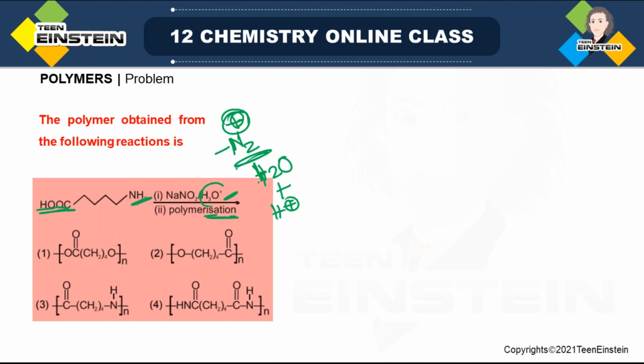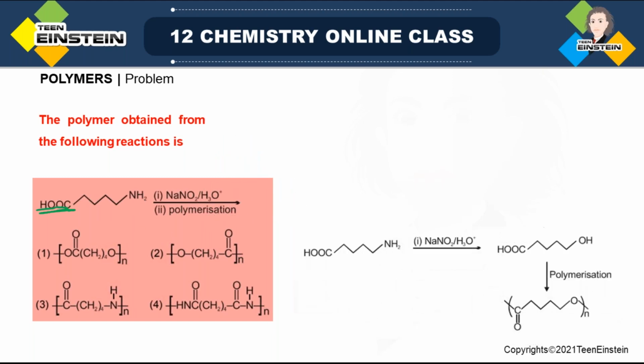So this is not the final group. The N2 plus that will be generated in presence of sodium nitrite will now be hydrolyzed to an OH group. So first this NH2 group will be converted to an OH group. So don't think this is the direct monomer. You will get the monomer only after reaction with NaNO2 and H3O plus. So here the monomer structure is this one. In the monomer you have an OH group and a CO2H group, so obviously some ester linkage will be created on both sides.